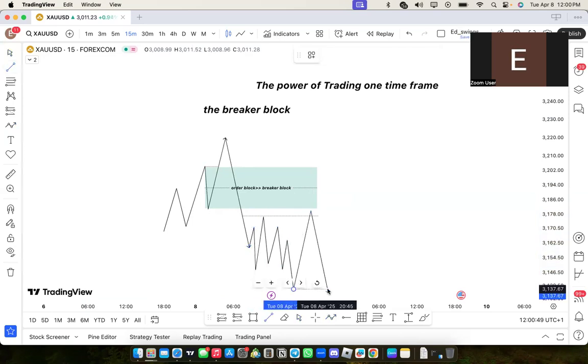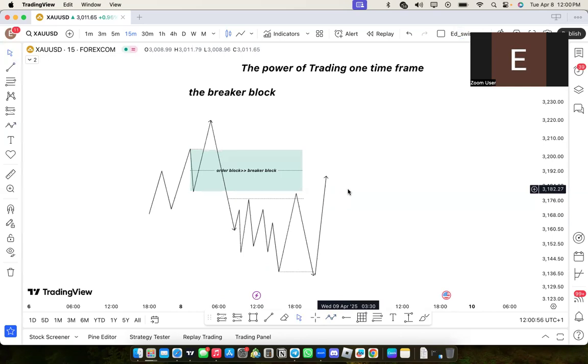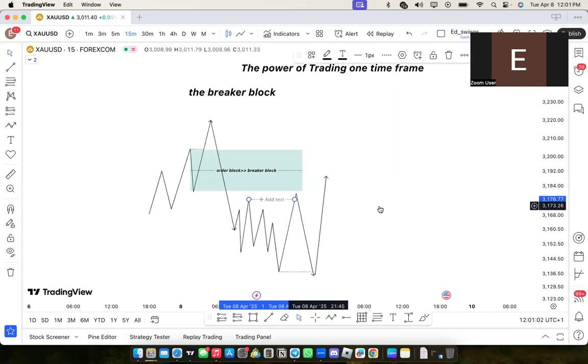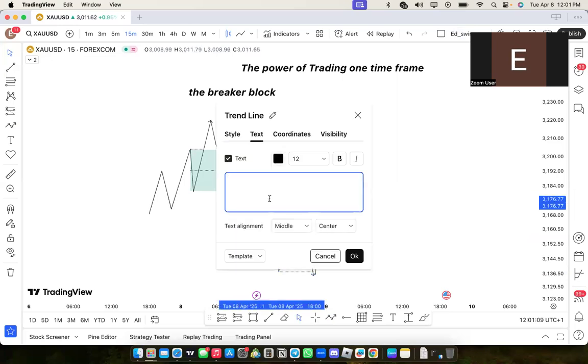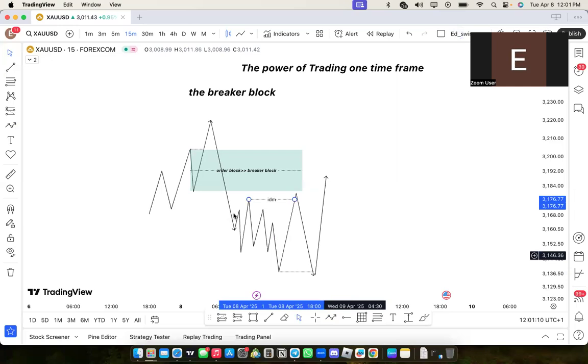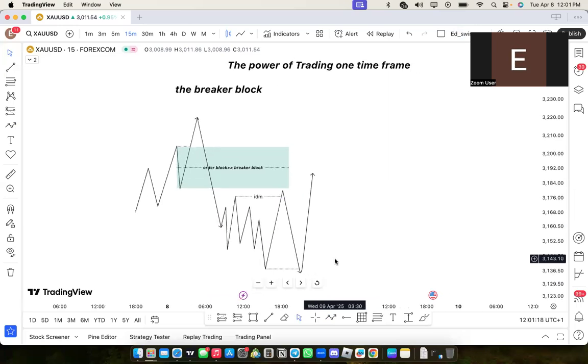If price comes back to tap the breaker block, I would consider that an invalid setup. Well, why will I do that? Because price has fulfilled the objectives of the breaker block. You understand? Price has swept internal range liquidity, which is this inducement here. I'm just going to label that IDM. That's taken out the inducement, which is the internal range liquidity, and then swept the external range liquidity. Now, I'm not trying to use any fancy term here. I'm just going to keep it simple.